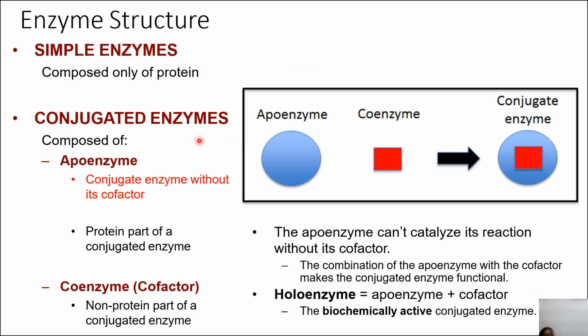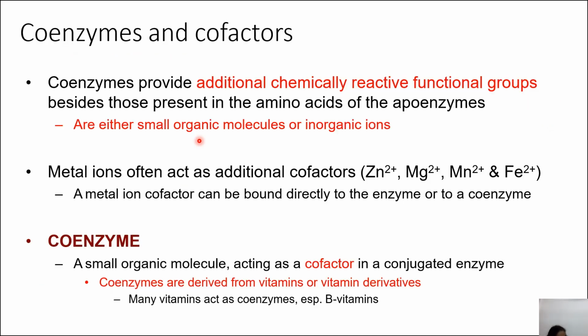So simple enzymes are composed of only protein. Conjugated enzymes are composed of an apoenzyme, which is the conjugated enzyme without its cofactor, the protein part of the conjugated enzyme, and a cofactor, the non-protein part. The apoenzyme can't catalyze its reaction without its cofactor. The combination of the apoenzyme with the cofactor makes the conjugated enzyme functional. So holoenzyme is apoenzyme plus cofactor. It is a biochemically active conjugated enzyme.